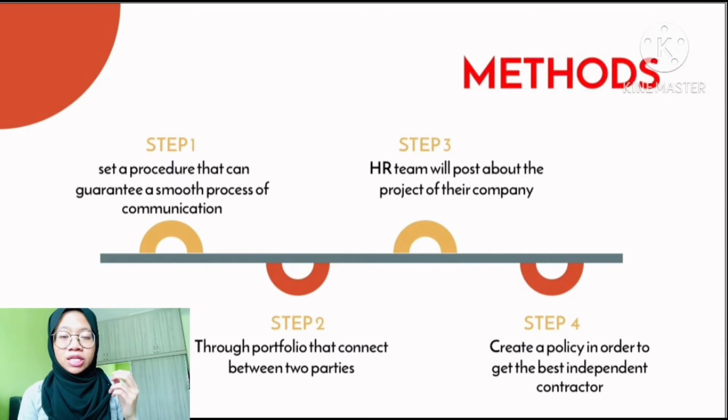It is important for the manager to set a procedure that can guarantee a smooth process of communication between two parties. And usually, these independent contractors will have a portfolio and go through an online platform that will connect them with these companies. The human resource team of the company will seek the marketplace and post about their projects either on social media or websites in compliance with those specification details needed for an independent contractor that are related to the project. It is encouraged for the company to create a policy in order to get the best independent contractor that really meets those preferences needed.